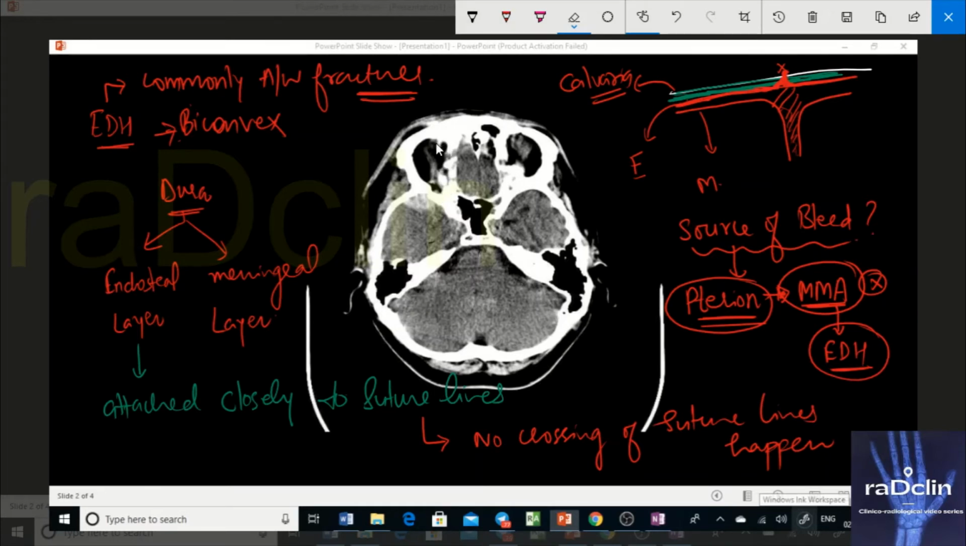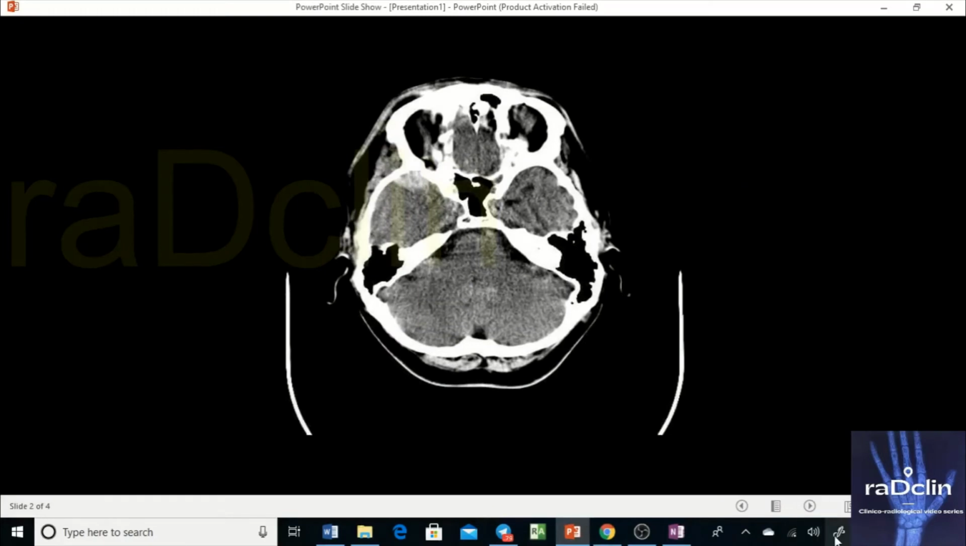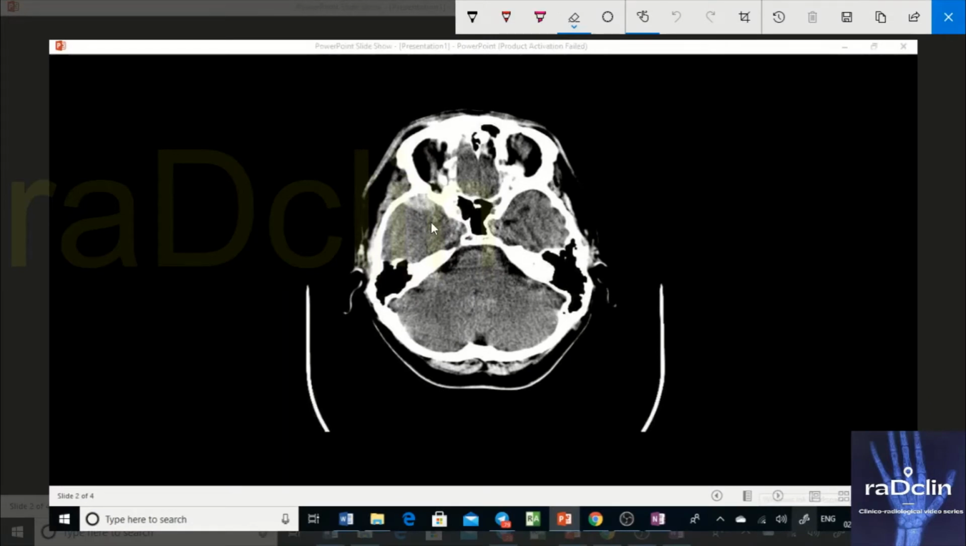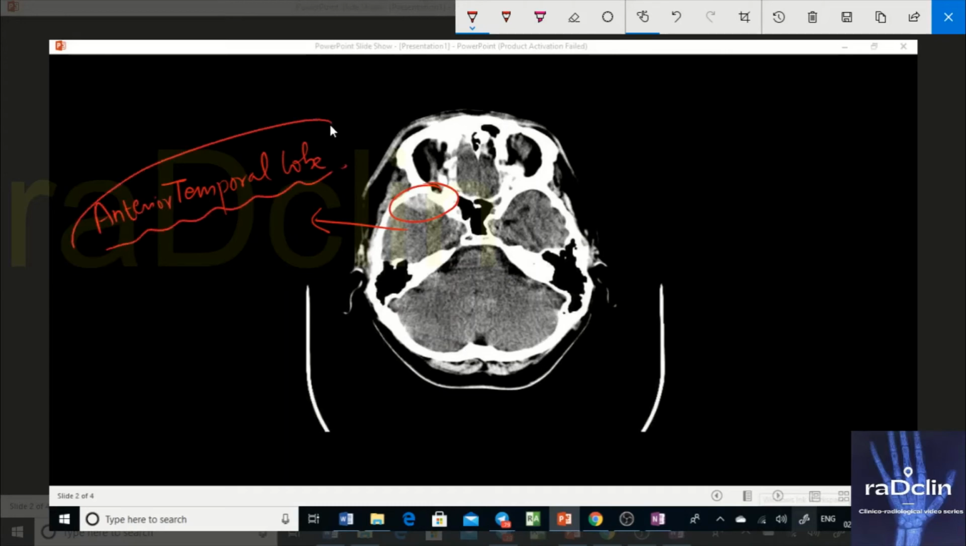Okay, now everybody knows about these features of an EDH, but if you look closely at this particular image, this image is special in one sense: this patient has an EDH in this location. If I ask you to identify what lobe we are in, what lobe is this? This is your temporal lobe. And if you see, this EDH is in your anterior temporal lobe. Okay, anterior temporal lobe. So this location is important.